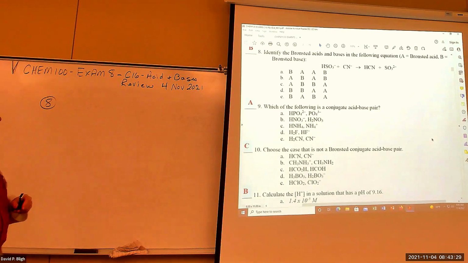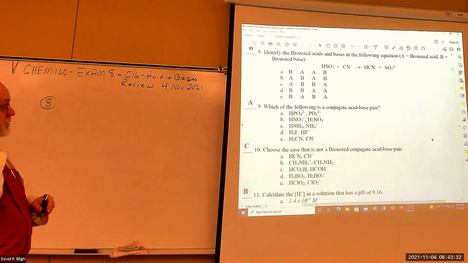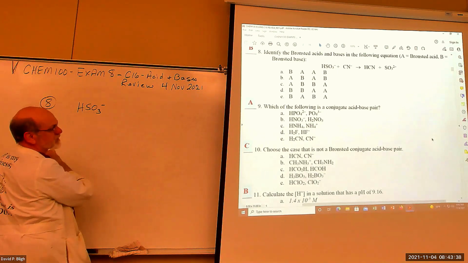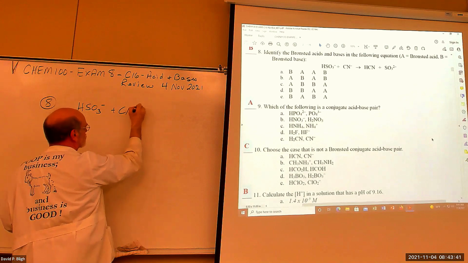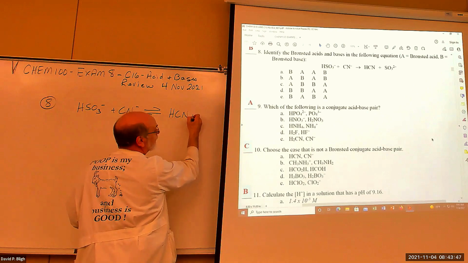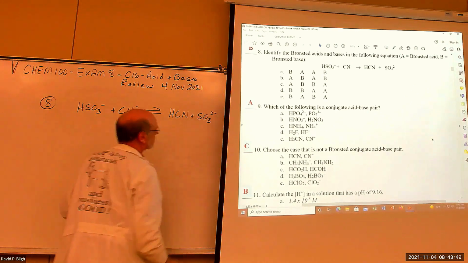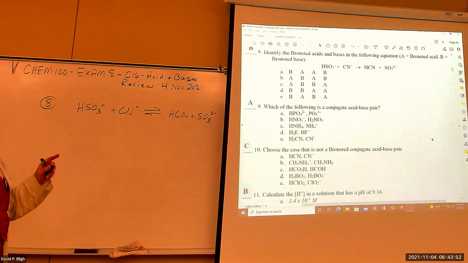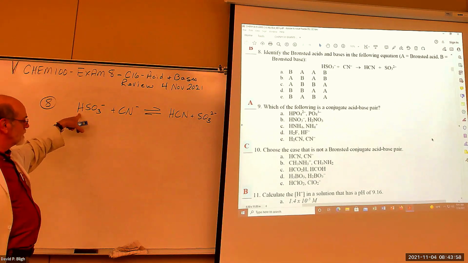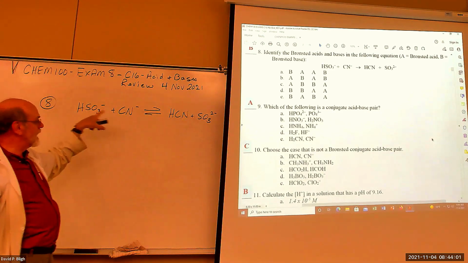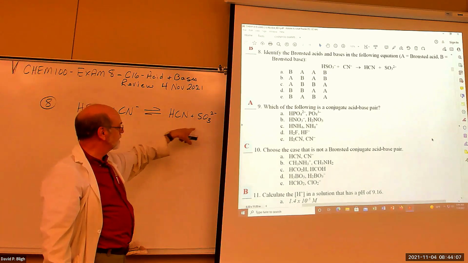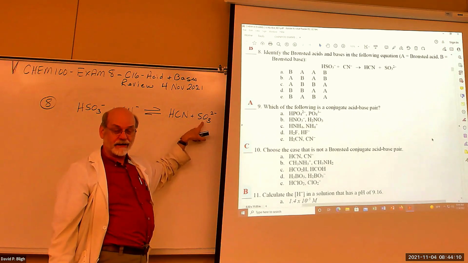8. So based upon this equation, HSO3 minus plus CN minus produces HCN and SO3 2 minus. Okay, what's happening here? It looks to me like this proton is being donated and this cyanide ion is accepting it to produce that acid and this anion.